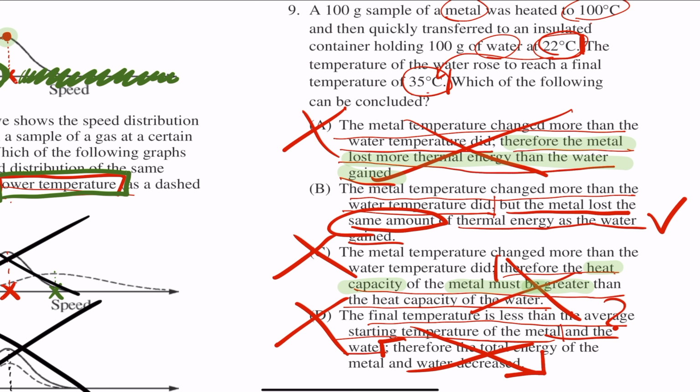That's why answer choice B should be correct. Once again, the first part, the metal temperature changed more than the water did, I wouldn't know until I know exactly what metal it is, and therefore what specific heat capacity it has. I wouldn't know. But the point is the second part, where it says the amount of energy being lost versus gained, should be the same on both ends.